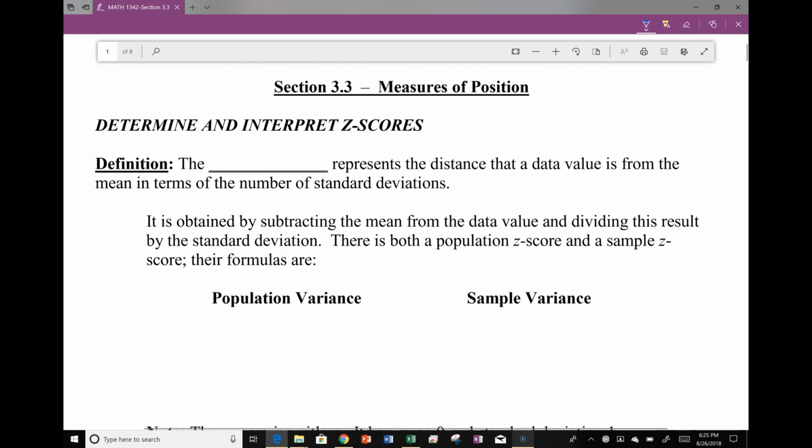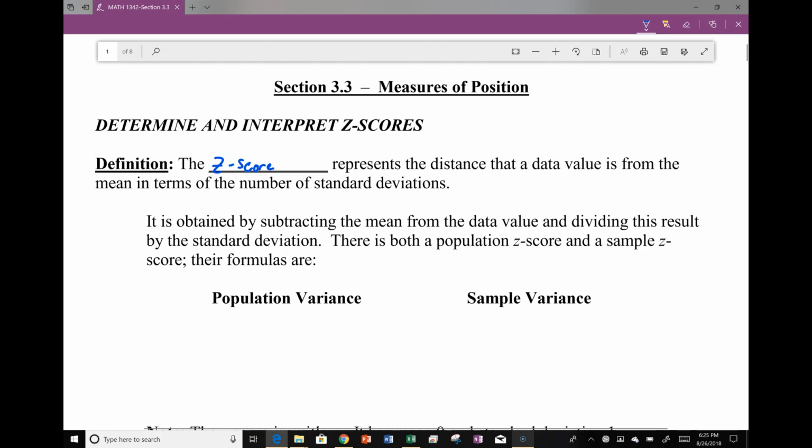Measures of position mean where does one data value lie in relationship to all the other data values in the set. The first one that we're going to look at is what we call a z-score. A z-score, or a normal score, represents the distance that a data value is from the mean in terms of the number of standard deviations. So a z-score of 1 means that the data value is 1 standard deviation away from the mean.